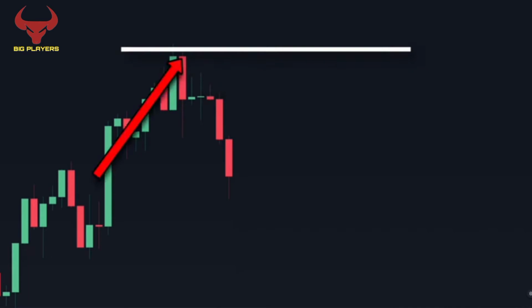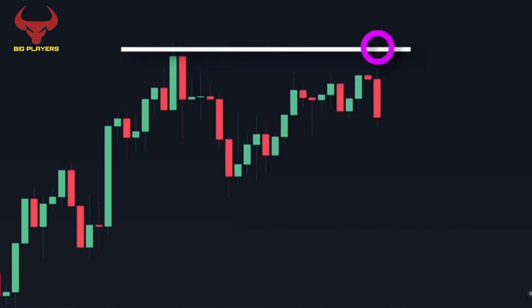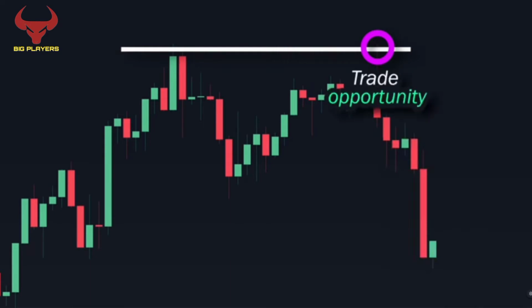as prices went up to this level and reverses downwards. So the next time when price hits this level again, there's a high chance that it's going to reverse downwards again. And so this can be a possible trade opportunity. So that is why support and resistance is very important.